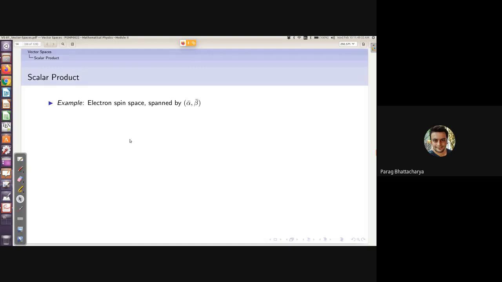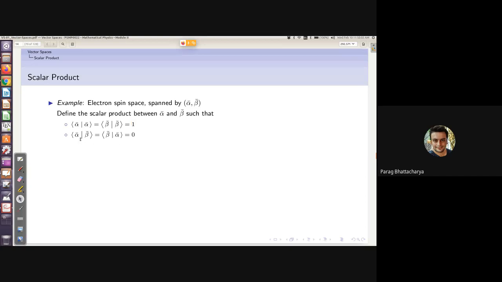So for example, take the electron spin space, which is spanned by alpha and beta. Alpha is one spin state and beta is another spin state. So we define the scalar product in a certain way; it's up to us how we define it. We define it such that if you take the scalar product of alpha with itself, or beta with itself, the result is 1.